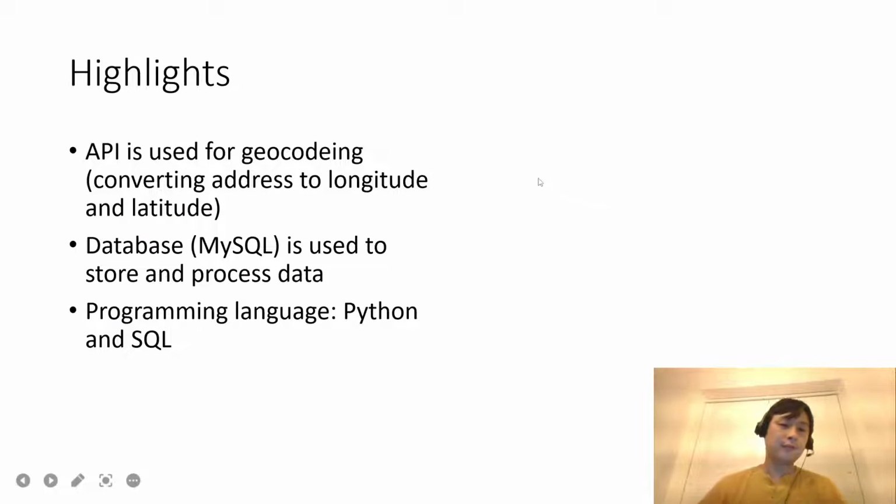After that, we can use all of the data we have to sort and filter to select the properties we like. A few highlights. API is used for geocoding, which means convert address to longitude and latitude. Database is used to store and process data. And programming languages, Python and SQL.